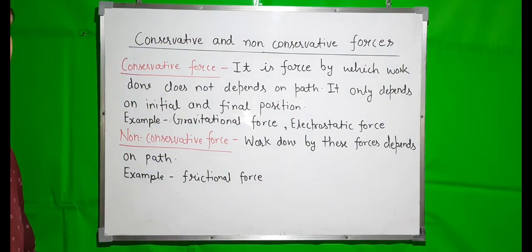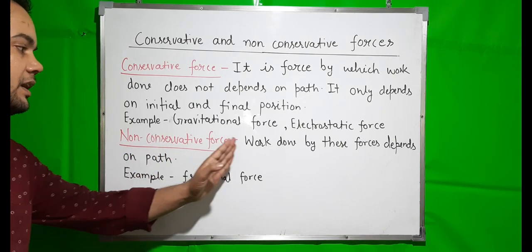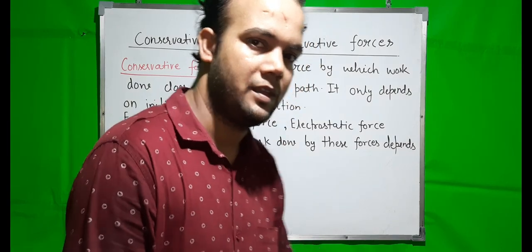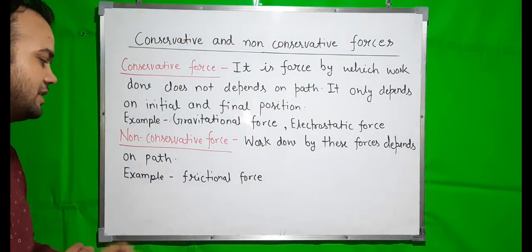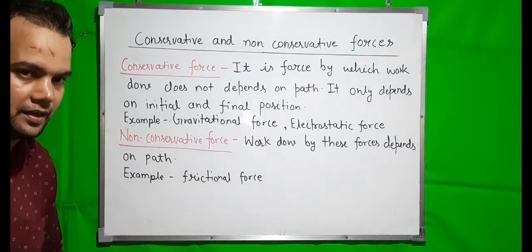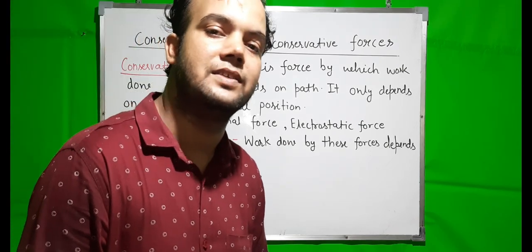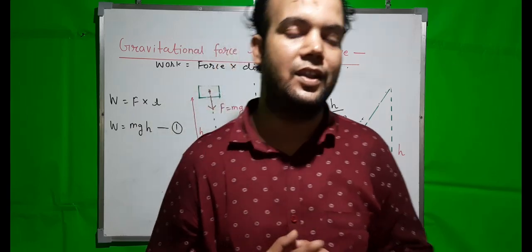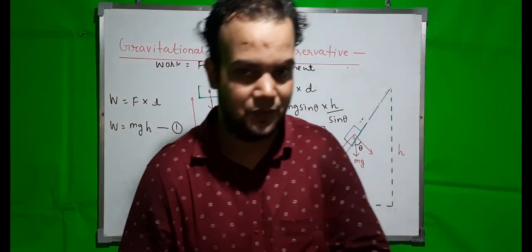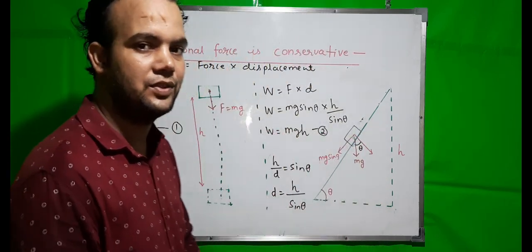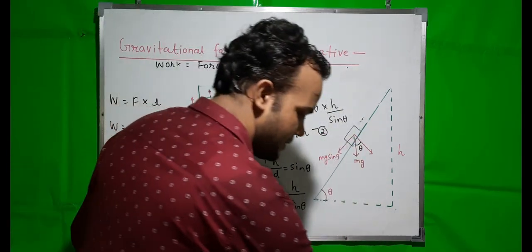Now let us see what is non-conservative force. Work done by these forces depends on path. Examples of non-conservative forces: frictional force, air drag, viscous force. These are examples of non-conservative force. Friends, now we want to know whether gravitational force is conservative or non-conservative. So for that we are doing a very simple activity.